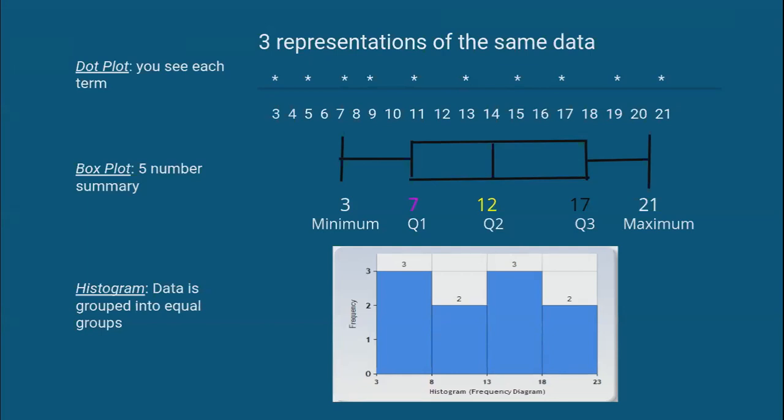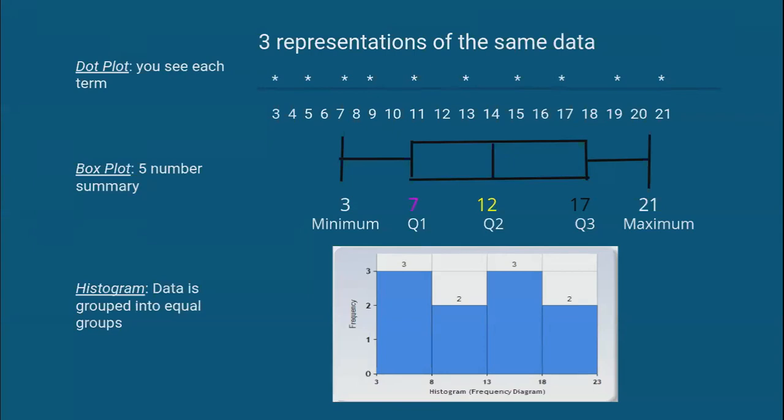So for us, if we did not have the data set ahead of time, we would have known the data set is 3, 5, 7, 9, 11, 13, 15, 17, 19, 21. We see that it is clear. So that is the strength of a dot plot. The strength of a dot plot is you can see each term. You know exactly what is there.